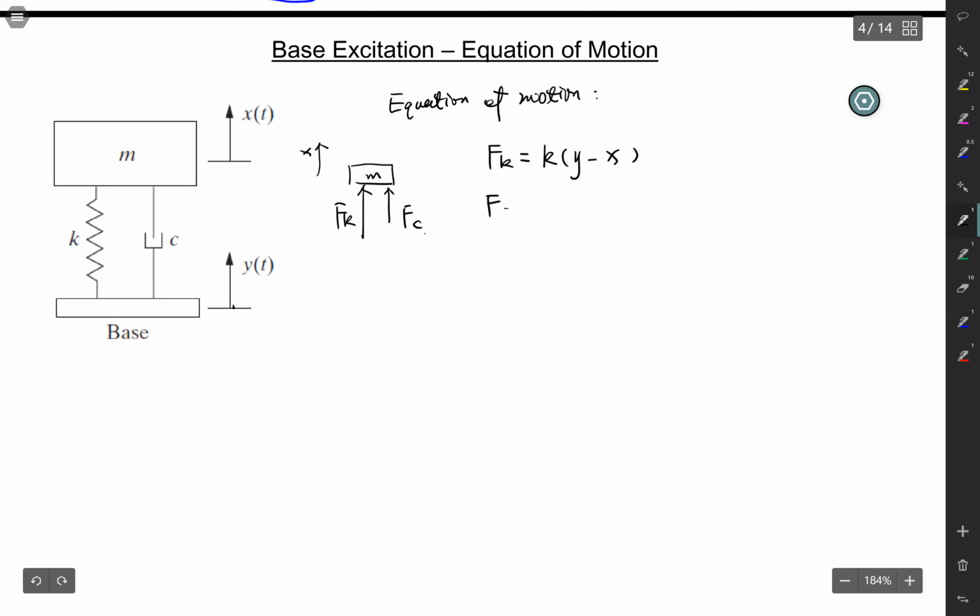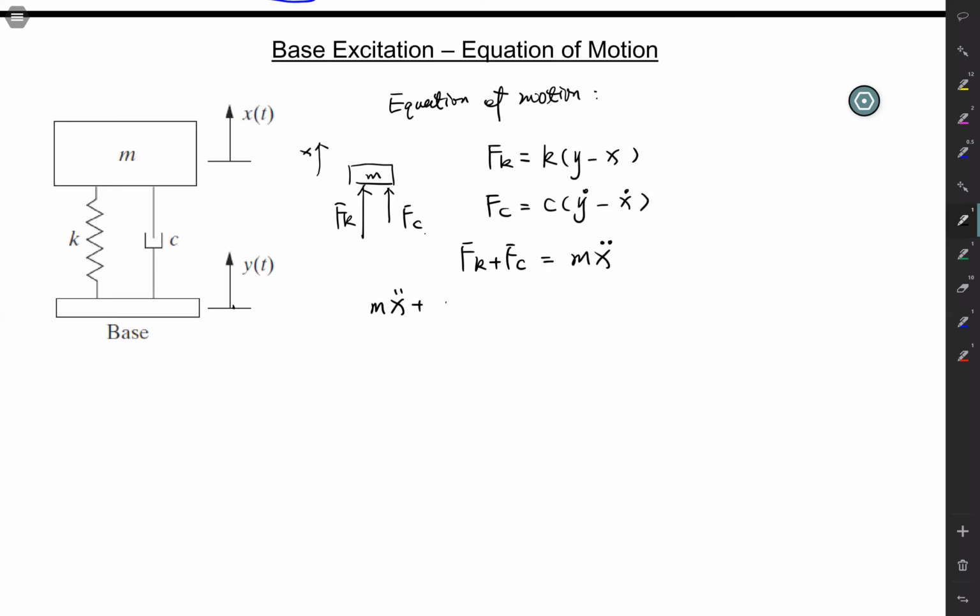Similarly, your Fc equals c times y dot minus x dot. That means if your base moves faster than your top, your damper is going to push your mass upward. So according to Newton's second law, you have Fk plus Fc, which is going to drive your system upward. And then you can plug everything back and move things around. I'm going to skip that.